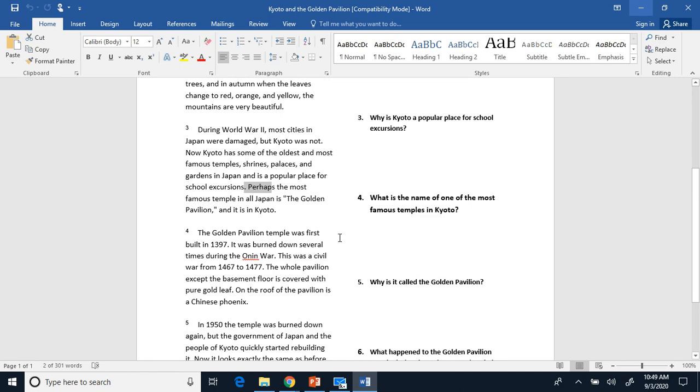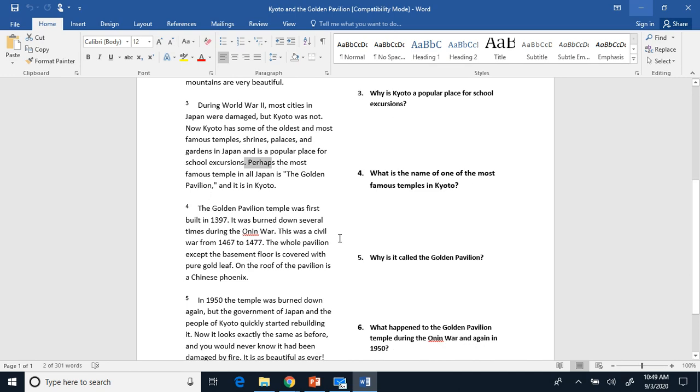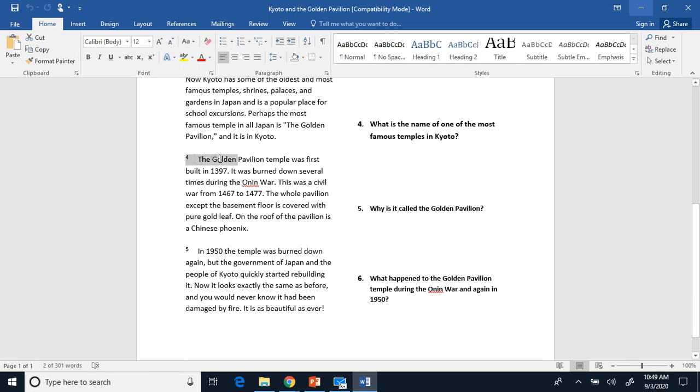Perhaps the most famous temple in all of Japan is the Golden Pavilion, and it's in Kyoto. The Golden Pavilion Temple was first built in 1397. It was burned down several times during the Onin War. This was a civil war from 1467 to 1477.